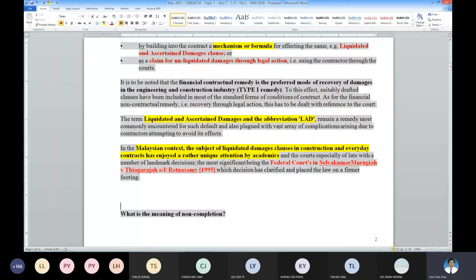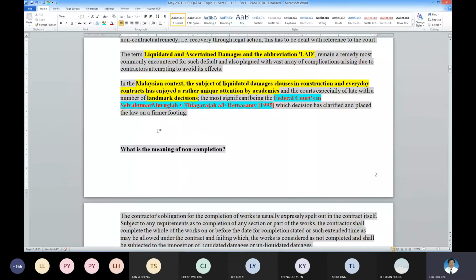Okay, so in the Malaysian context, the LD clause has a unique attention by academics or even by legal people. Why? It is because of a landmark decision in the Federal Court under Sewakumar versus Tyagaraja. Okay, so this is a very important point that you need to understand under the Malaysian environment, which I'm going to cover more below.